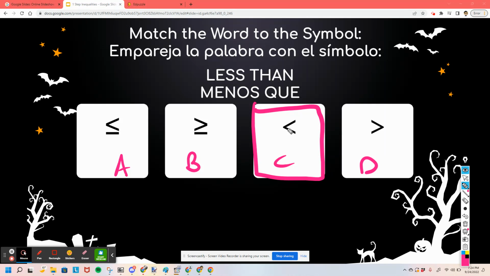You got to remember the crocodile, right? The little crocodile. Crocodile eats the bigger number. So if you got something here and something here, if it says this is smaller than this, because the crocodile is faced away. So give me a second.